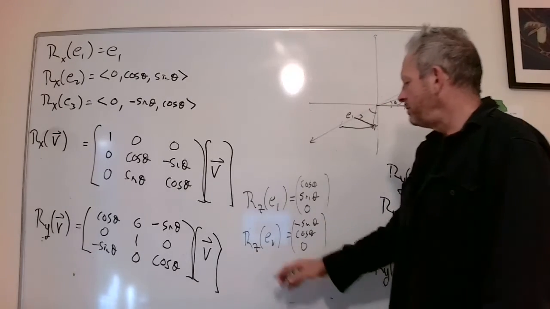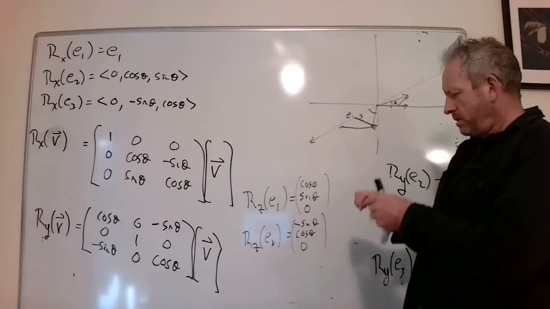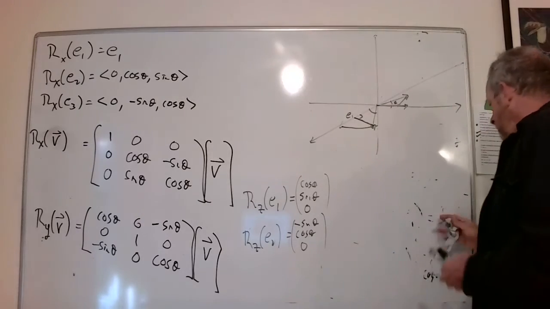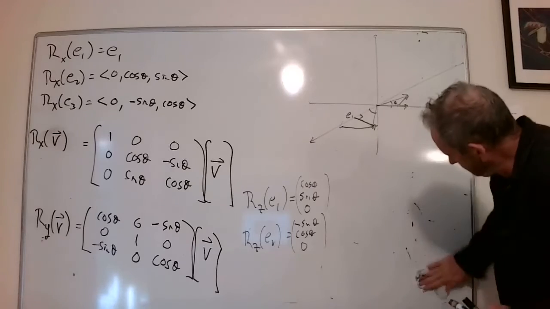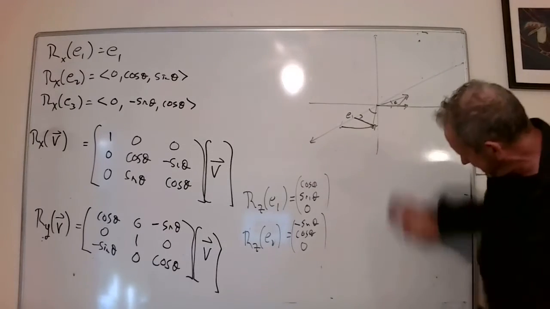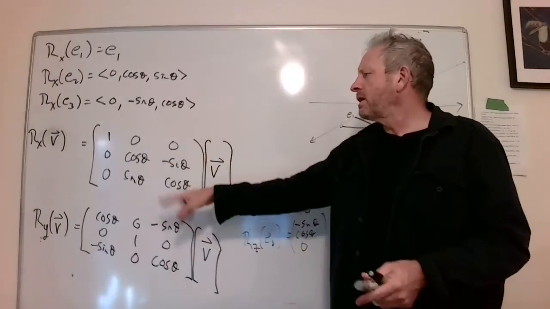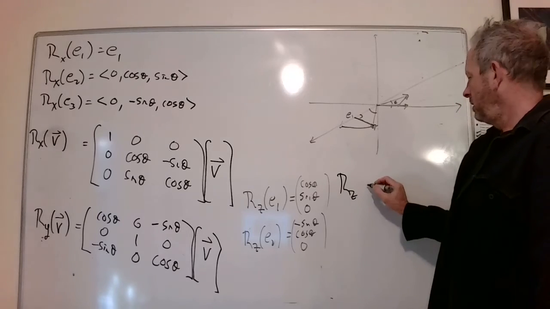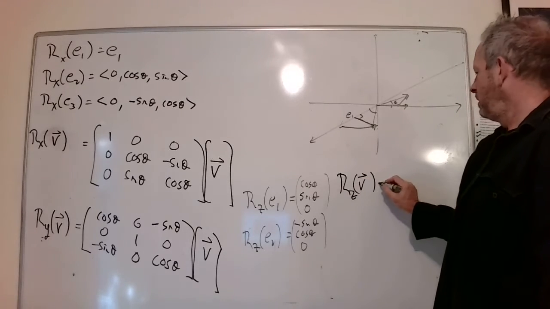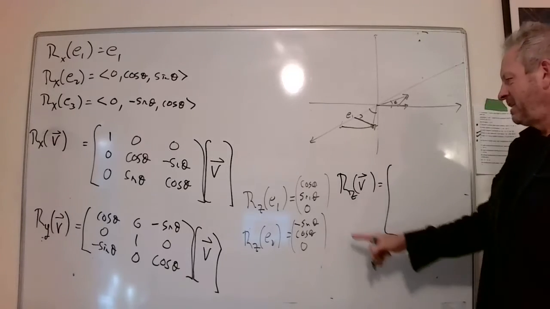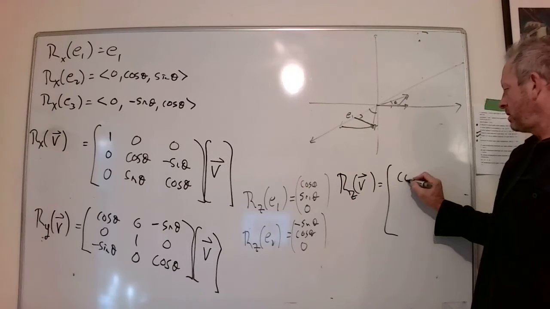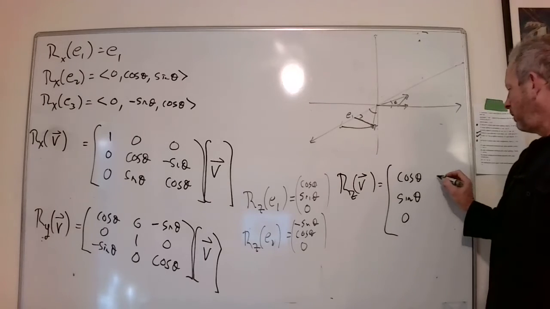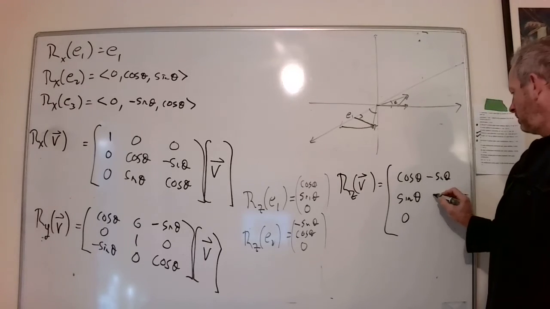And I didn't write it down, but r sub z of e sub 3 is e sub 3. So yeah, let me go ahead and write that down. Now we'll get them all. We'll have them all down. Have all the rotations down. So rotation about x, rotation about y, and finally here's rotation about z. Rotation about z of a vector v in R3 is given by the following matrix. Let's see, here's where our e sub 1 winds up. So cosine theta, sine theta, 0. Here's where e2 winds up. Negative sine theta, cosine theta.